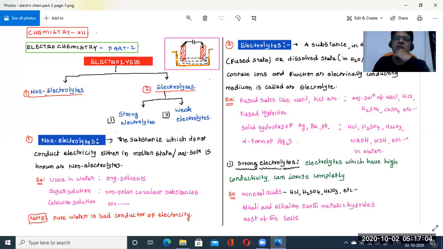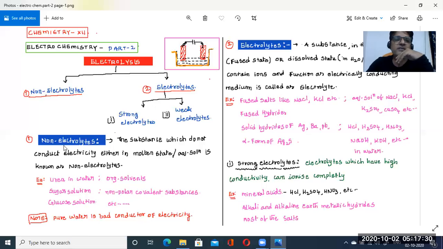So the basic part of electrochemistry, I already explained in part 1. Please watch it one more time. Now come to part 2, the first page, electrolytes. Substances are of two types: non-electrolytes and electrolytes. And electrolytes are further subdivided into two types: strong electrolytes and weak electrolytes.